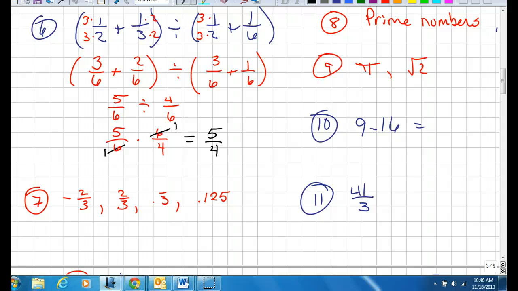Okay. Number 7 says, give an example of a rational number that is not an integer. Well, you can give any fraction, negative or positive. You can give a repeating decimal, or you can give a terminating decimal. Any of those would work. Okay? Those are rational numbers that are not integers. Number 8, it gives you a list of things. It says 2, 3, 5, 7, ... What's special about them? Well, they're prime numbers.